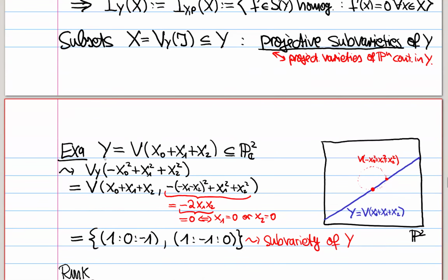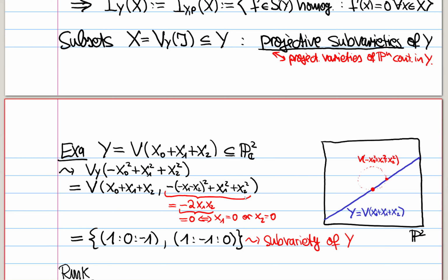So we start with Y being the vanishing locus of such a linear system. We could draw it like this inside P2. And then we can take the relative vanishing locus of one more equation. And that equation, we have already chosen a representative which is homogeneous of degree 2. This thing here vanishes on such a circle like this.